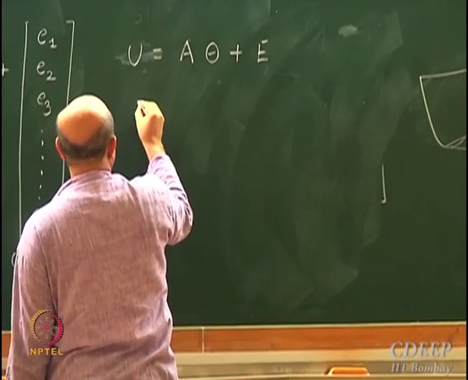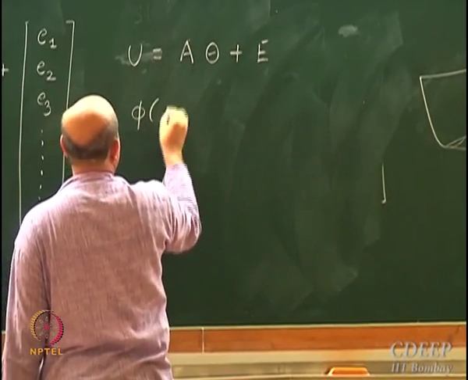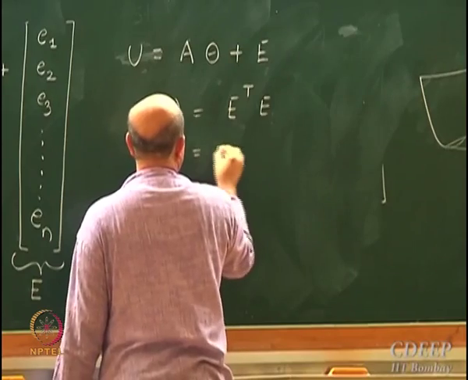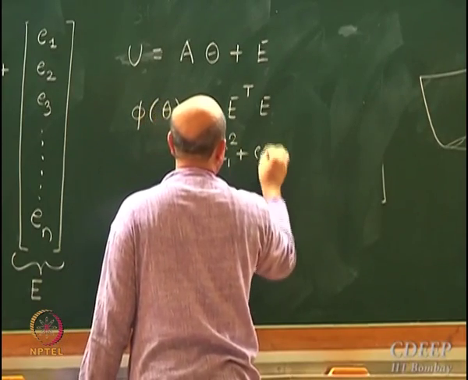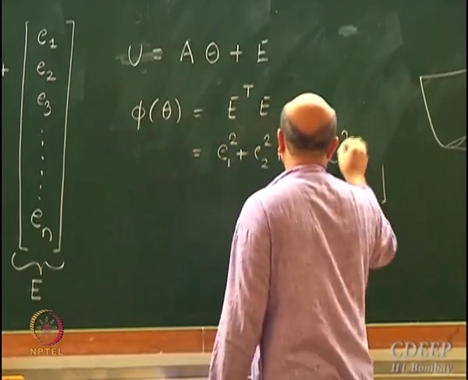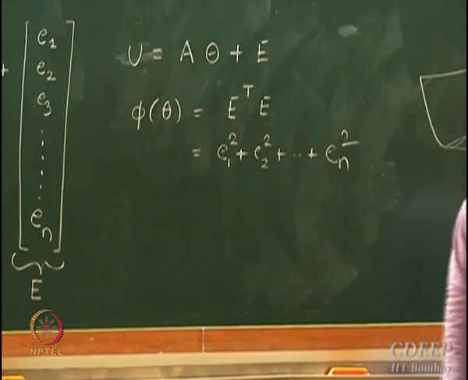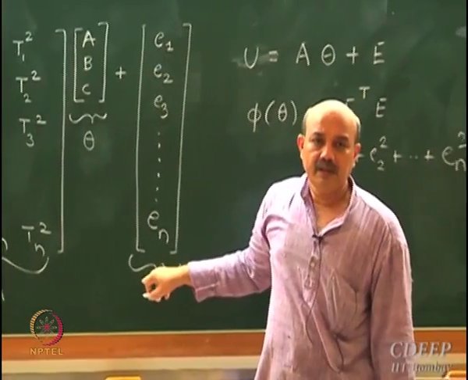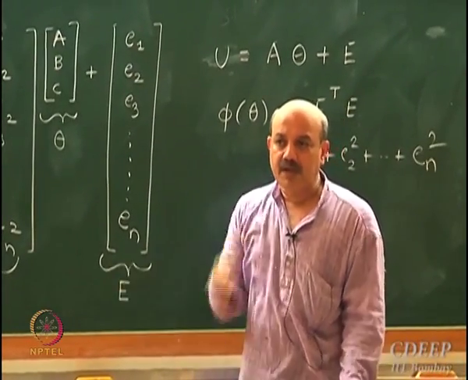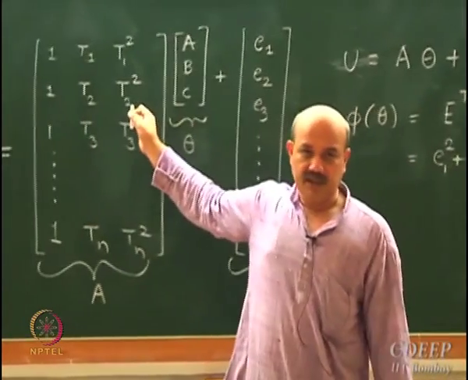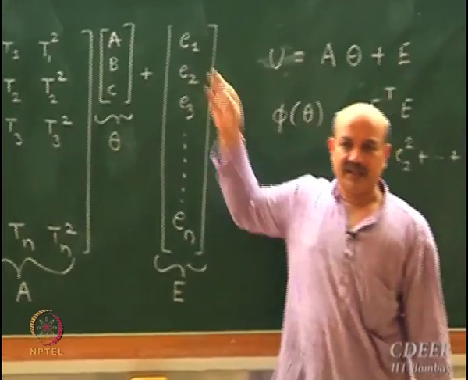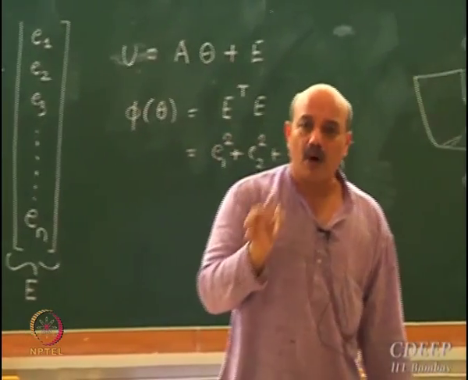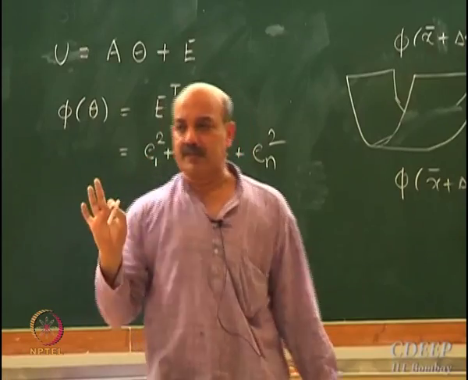Okay. So I'm going to define a phi of theta, which is E transpose E, which is nothing but E1 square plus E2 square plus up to En square, the sum of the square of errors. What is E1 to En? Errors in modeling. We are developing a correlation model of Cp versus temperature. It is not an exact fit, it is an approximate correlation. These E1 to En are errors. I want to develop a model that minimizes the sum of the square of errors.